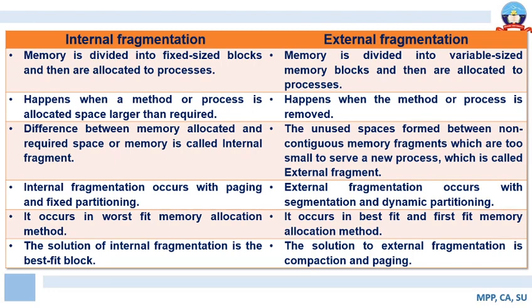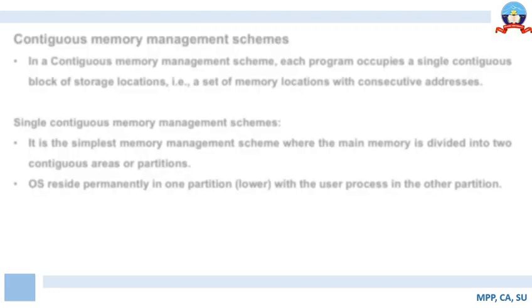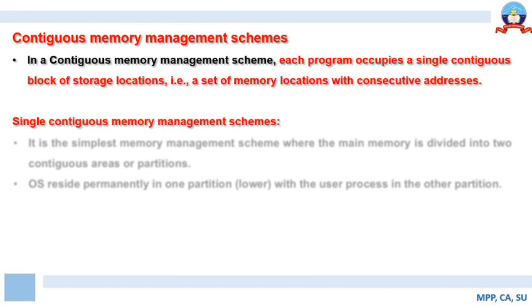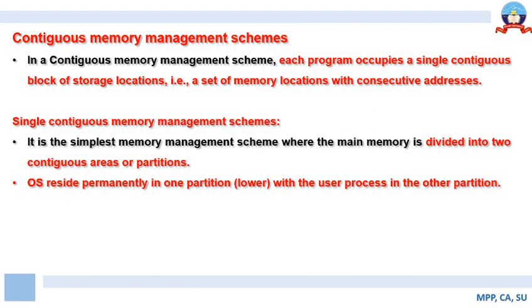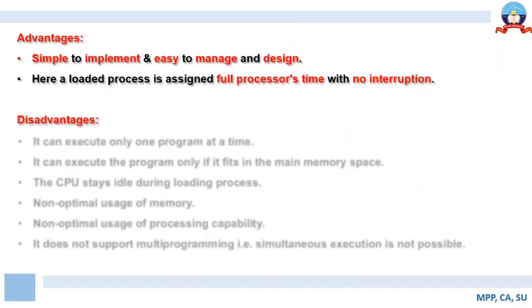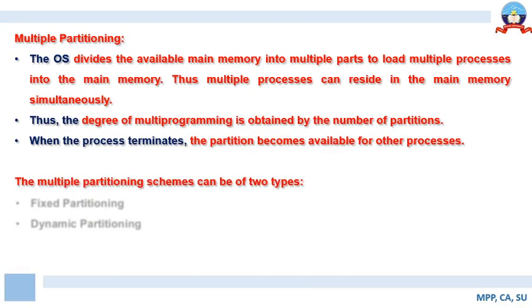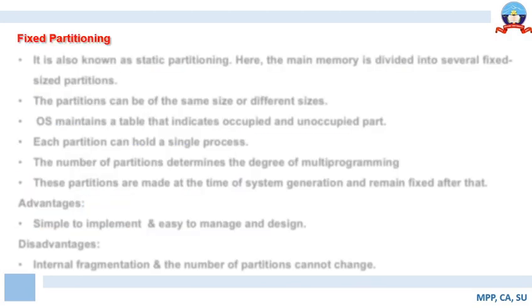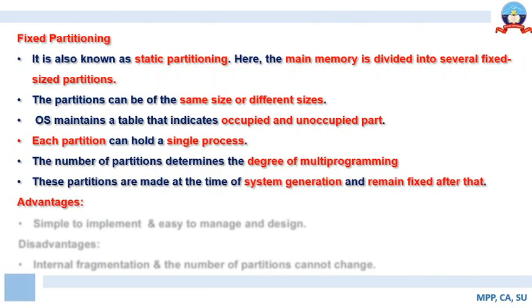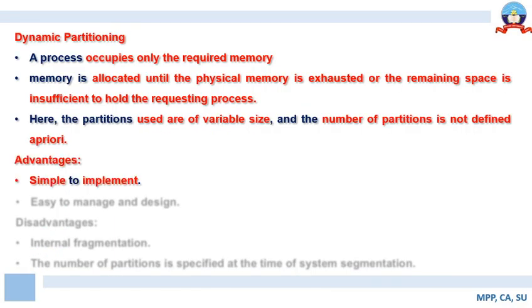Then we moved on with the detailed explanation of the contiguous memory management scheme and discussed the single contiguous memory management scheme with its advantages and disadvantages. Then we moved on to the multi-partitioning memory management scheme, where we talked about its characteristics and its types, fixed partitioning and dynamic partitioning.